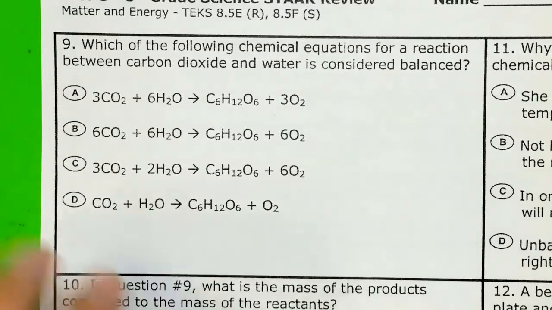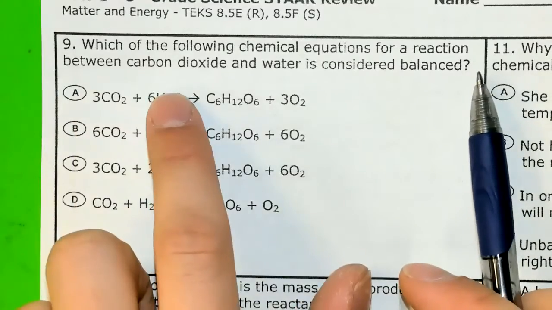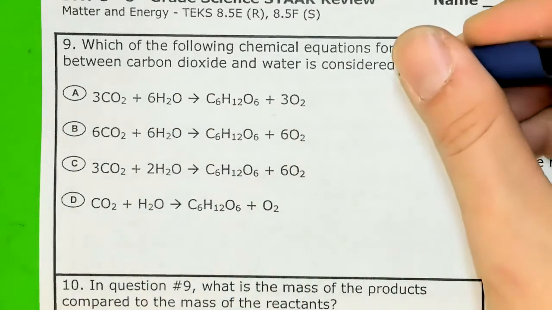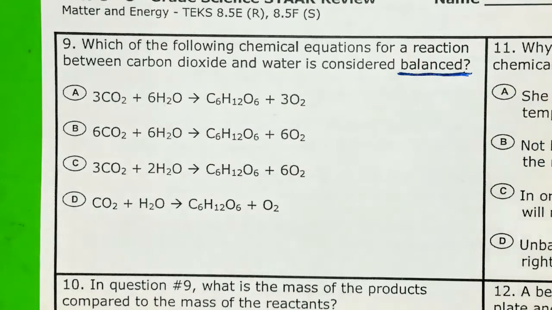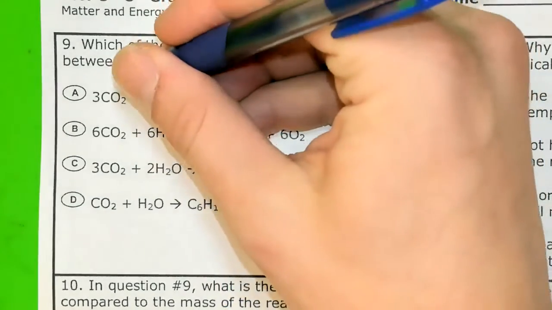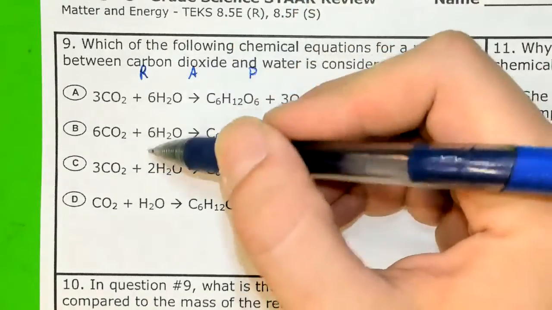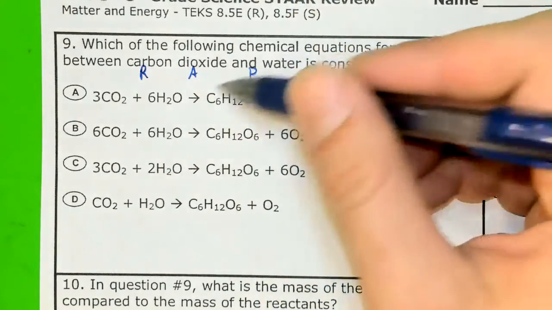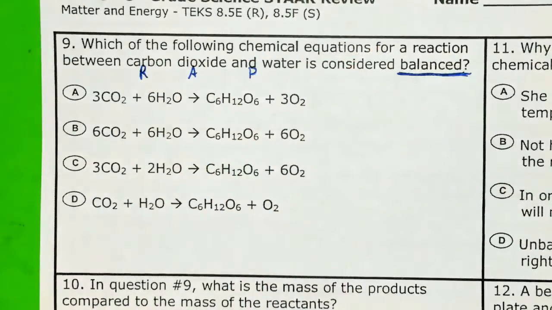All right, moving on to number 9, guys. We're talking about chemical equations now. We just got through with chemical reactions, but now we have to talk about chemical equations. So number 9, which of the following chemical equations for a reaction between carbon dioxide and water is considered balanced? The key word there is balance. Remember, balance means that you have the same amount of atoms and elements on each side of the arrow. Remember, RAP. Reactant side, arrow, product side. These are your products, these are your reactants, all right?